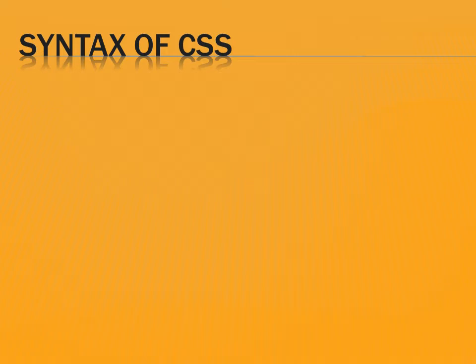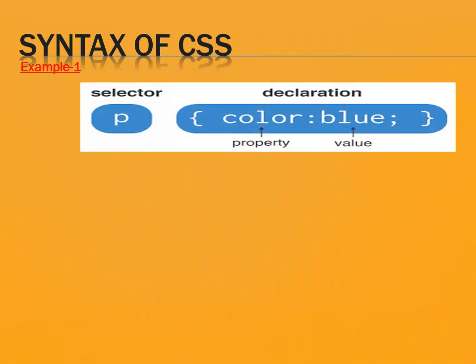For that purpose I have given two examples. The example number one: whenever we just require to allocate the declaration part in the form of a single property, see here in this example, the selector is P and the declaration is in terms of two points. The first is the property and its respective value. For example, here I have taken P as the selector, and in the declaration part the property name is color and the value is blue.